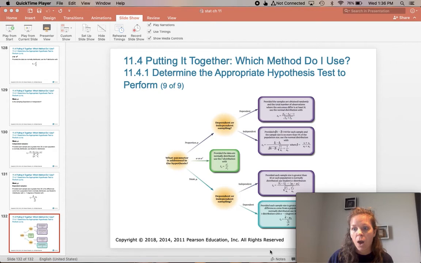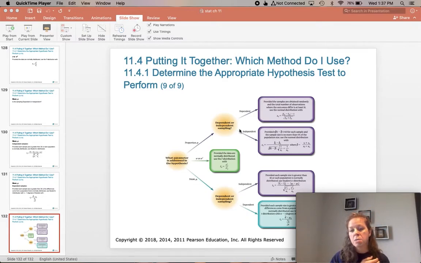Or in real life, how would you decide what to do if you're actually doing some sort of a study or an experiment? So the first thing you would do is decide, what is the parameter? Is it a proportion? Is it a standard deviation, which we haven't been studying, or is it a mean? So for us, it's going to be, is it a proportion or is it a mean? If it's a proportion, are they independent or dependent of each other?